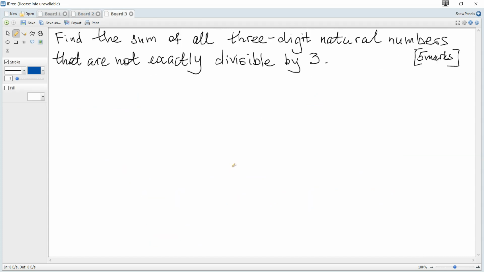The next question: find the sum of all 3-digit natural numbers that are not exactly divisible by 3. For numbers which are not divisible by 3, it will be more useful to find the sum of all 3-digit numbers. The first number is 100 and the last is 999, and then subtract the numbers divisible by 3.